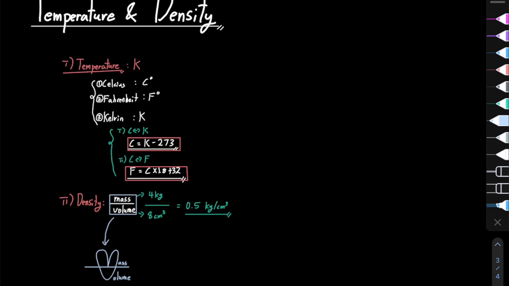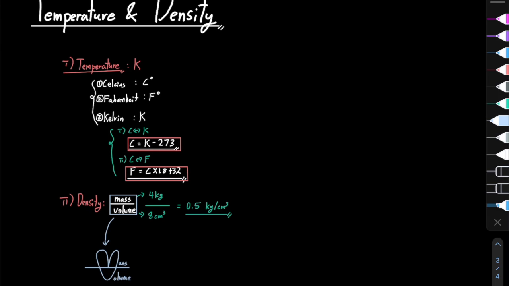Now, to look at the bigger picture, temperature is the measurement of heat in a certain area or substance, and density is how we calculate how much of something is in a certain designated area, which leads us to the formula of mass over volume.